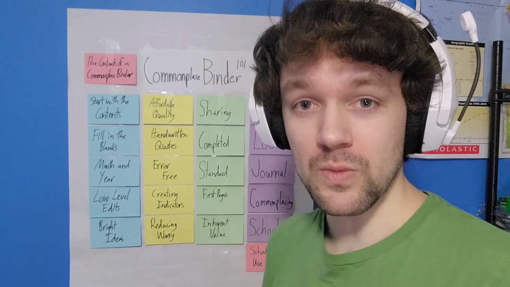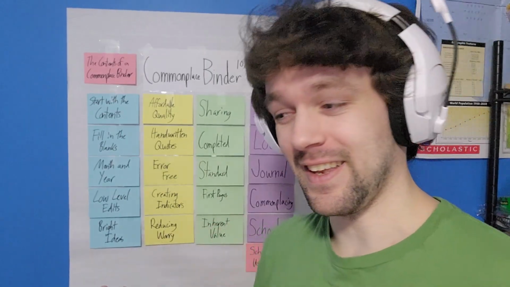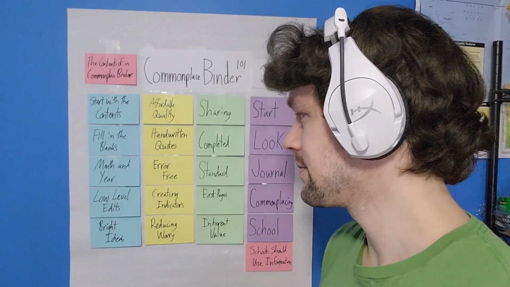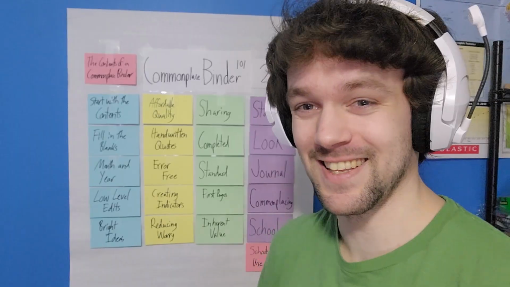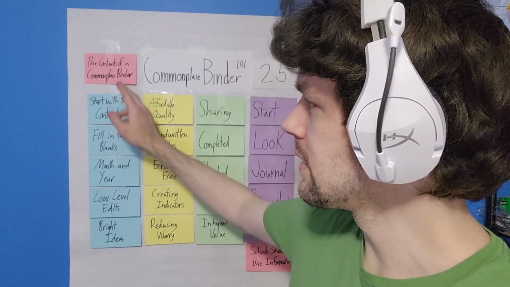So what are you going to do with a Commonplace binder? Well, you're going to fill it in. You need pages, and you put the pages in, you write some stuff on the pages. Congrats, you have stuff. Now, what do you do with the stuff? What kind of stuff is it? We'll get to that later.